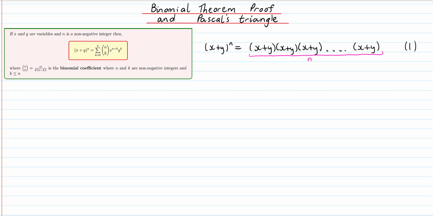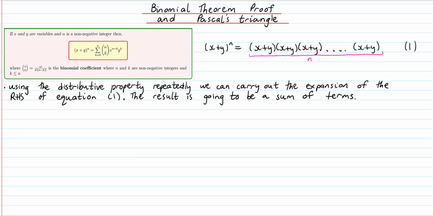So by using the distributive property repeatedly, we can carry out the expansion of the right hand side of equation 1, and the result is going to be a sum of terms. For example, if we look at the first two terms multiplied together and use the distributive property, we'd have x times x plus x times y plus y times x plus y times y. So that would give us x² + 2xy + y², and then we'd use the distributive property again. So we'd have this x² term times x, plus x² times y, plus that 2xy times x, and so on.